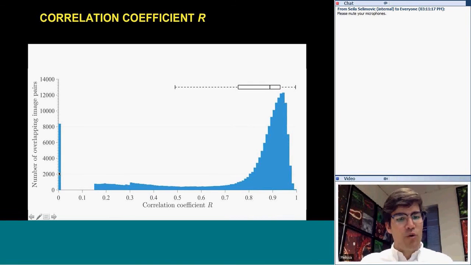So we had about 180,000 pairs of overlapping tiles for this acquisition, and for all of these, we calculated both alignment parameters, R and P, the correlation coefficient and the translation vectors. Here we see the distribution of the correlation coefficient R, and we see that most pairs obtain a very high correlation. However, there's a considerable portion of these for which we didn't find an acceptable alignment.